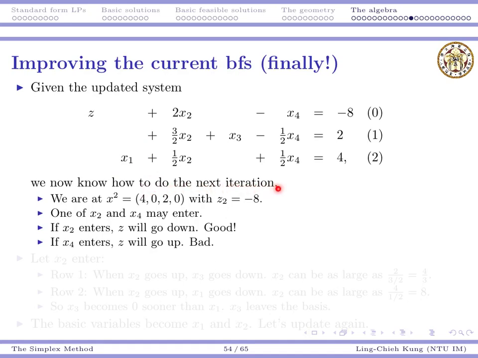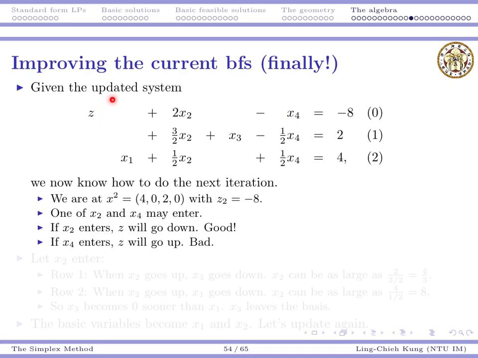First, I want to know for x2 and x4 which one should enter, okay, because they are currently non-basic. For x2 and x4, I want to know who should enter. For x2, things will be good because when x2 enters, when x2 becomes larger, z should become smaller, and I want to minimize z. That's good. But for x4, if x4 enters, becomes larger, z will also become larger, and that's bad.